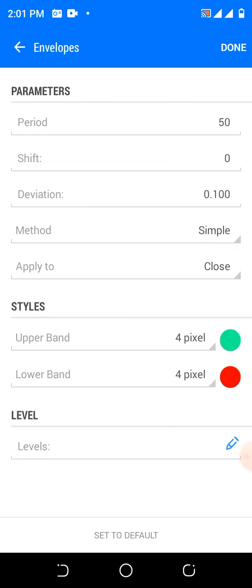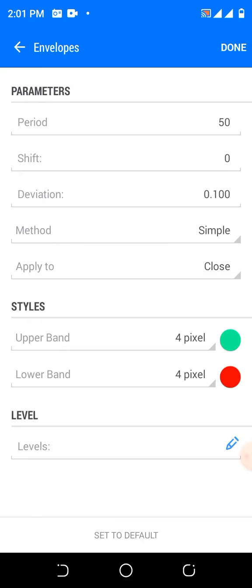The first indicator is envelopes. The period is 5. The deviation is 0.100. Method is simple. Apply to close. Now when you come to the style of the envelopes indicator, for the upper band make the color green, and for the lower band make the color red. Do you understand? Now choose the pixel to be 4. Set the pixel at 4 so that the line will be visible.